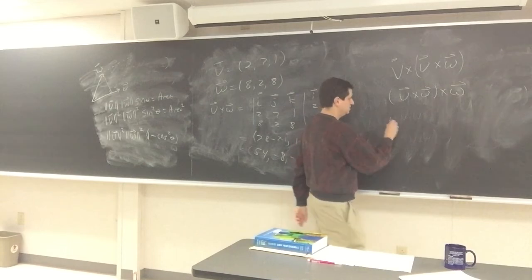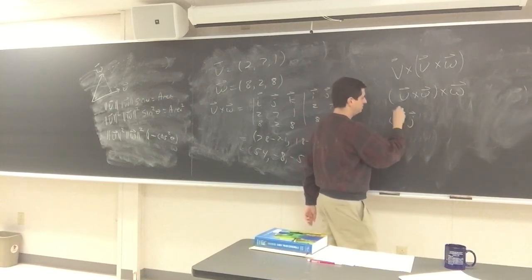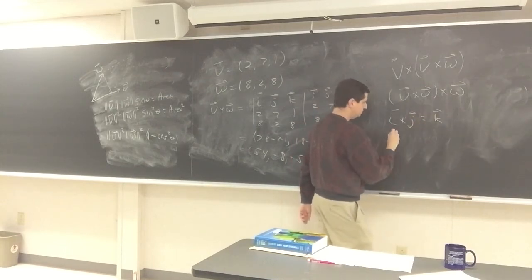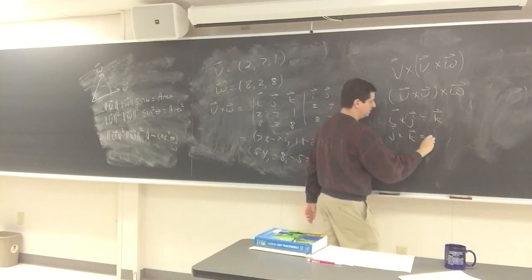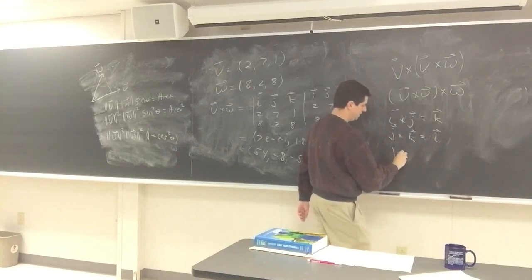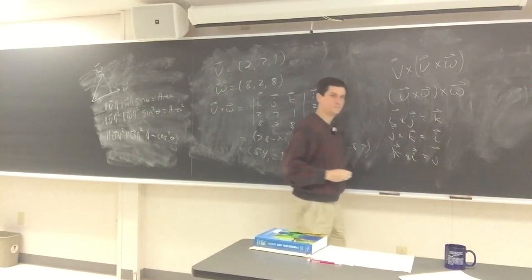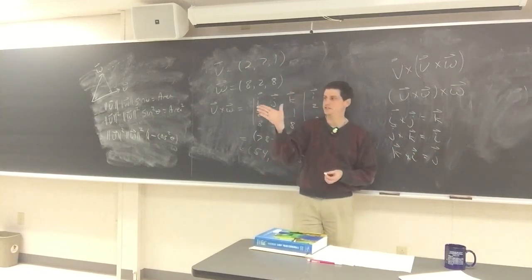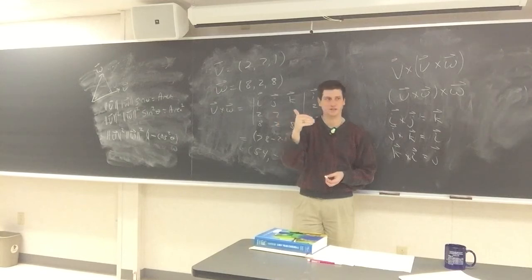So it turns out i cross j is k. j cross k is i. And k cross i is j. And they often refer to this as the right-hand screw rule. So you start with your thumb up, you curl your fingers from the first vector you're crossing to the second, and then your thumb points in the direction of the cross product.